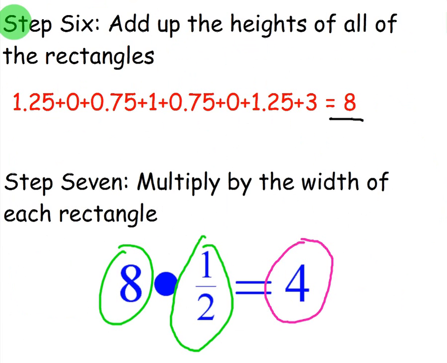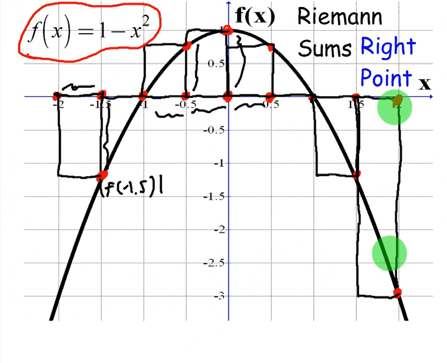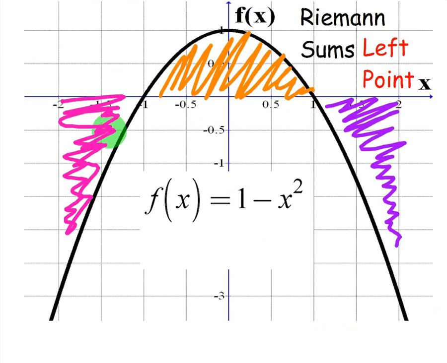Step 6, we will add up the heights of all of these rectangles, and we get 8. But we have to multiply by the width for step 7 to determine the area of all of our rectangles. So total area would be 4, which again is going to give us an estimation. If I go back to my left point lesson, it's going to give us an estimation of the total area between the graph of this function and the x-axis from -2 to 2.